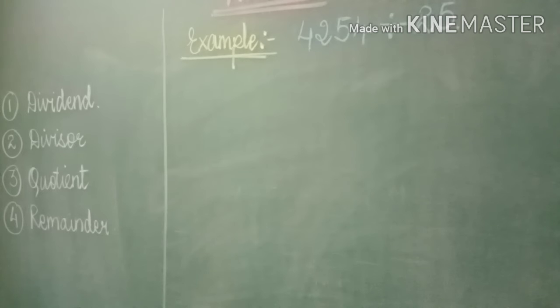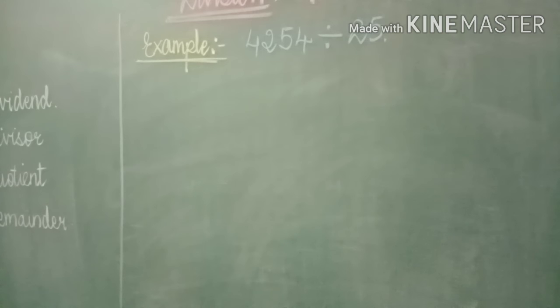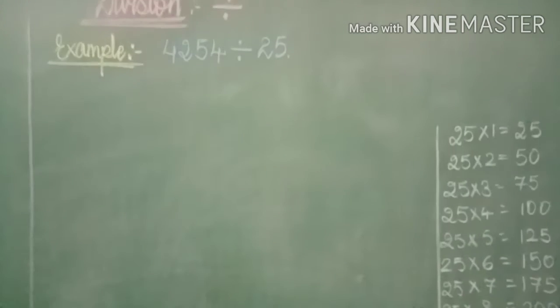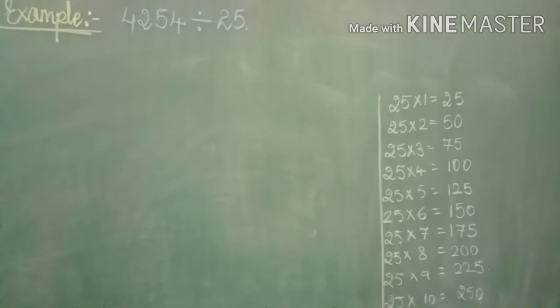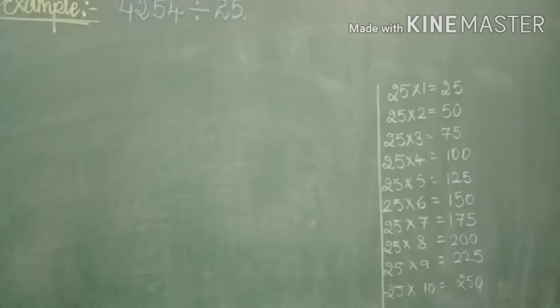While writing, how are we going to write it? Just pay attention. First of all, we are going to write the table of 25. As you can see, on the right hand side of the blackboard, I have written the 25 table. 25 ones are 25, 25 twos are 50, 25 threes are 75, 25 fours are 100, 25 fives are 125, 25 sixes are 150, 25 sevens are 175, 25 eights are 200, 25 nines are 225, and 25 tens are 250. Now we are going to do the first step of division.